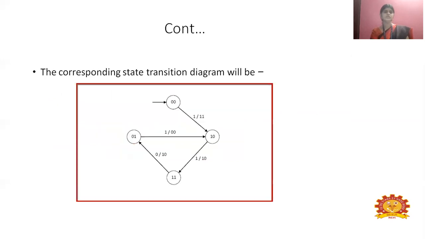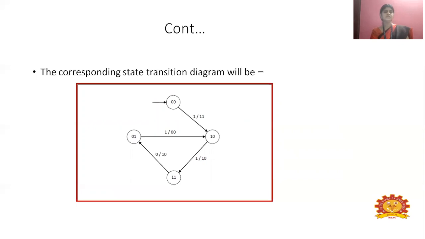So here this shows the state transition diagram. Initially the state is 0, 0. If input 1 is given, it changes to the next state 1, 0, and the corresponding output is 1, 1. If it is in the state 1, 0 and input 1 is given, it will change to the next state 1, 1, and the corresponding output will be 1, 0.